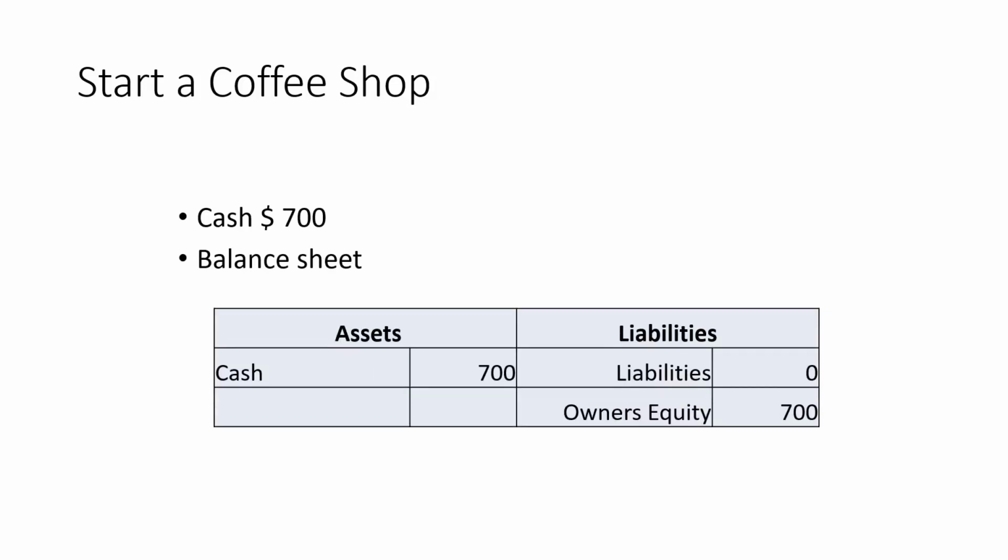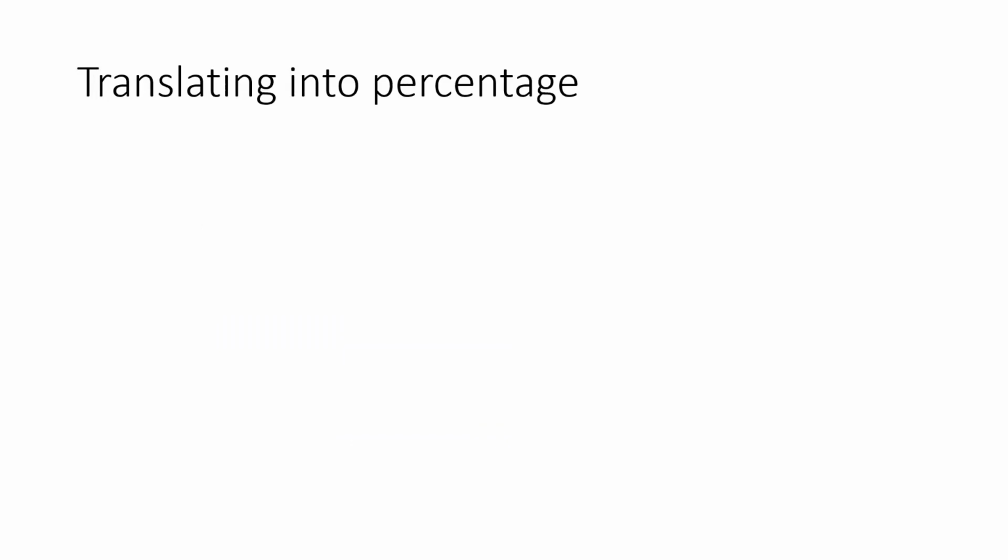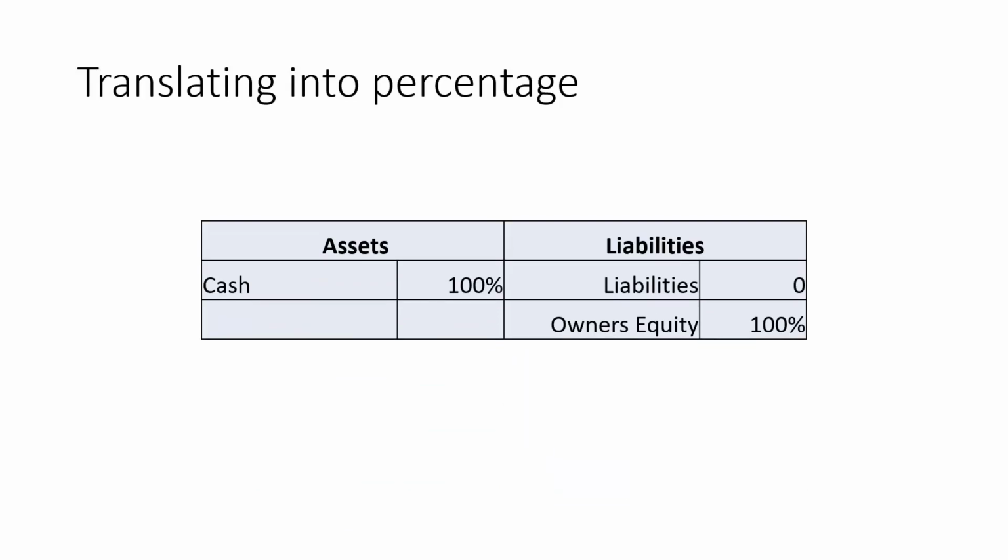So let's now take a small example again of the coffee shop and use it in terms of creating a common size balance sheet. We start a coffee shop with cash of $700. The balance sheet looks like: cash is 700, owner's equity 700, total assets are 700, and total liabilities and owner's equity is 700. If we translate this into a percentage of the total size of the balance sheet, 700 divided by 700 is 100%. So everything here is 100%. Total assets are 100%, and total liabilities and owner's equity are 100%.